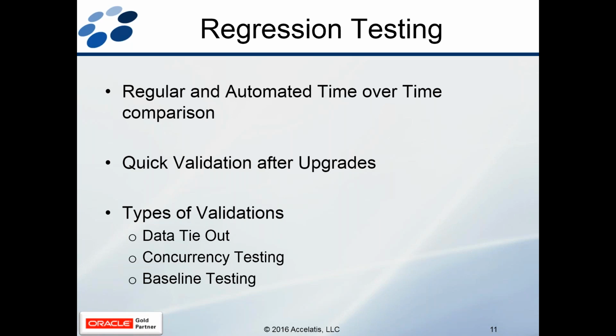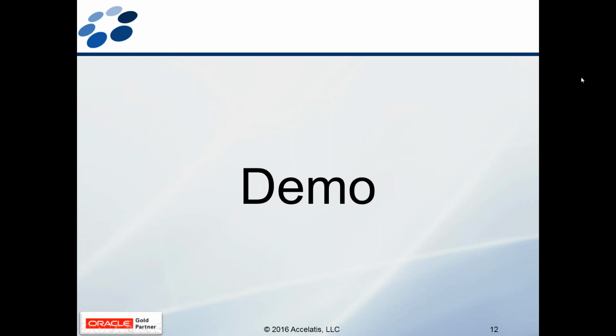Concurrency testing, again, as far as what you should be able to get with users pulling down forms or users in the system, knowing that that's working correctly. And like we said before, baseline testing, which just lets you know that things over time have not changed and that you're still performing the way that you want to. And again, this is all part of our regression testing.